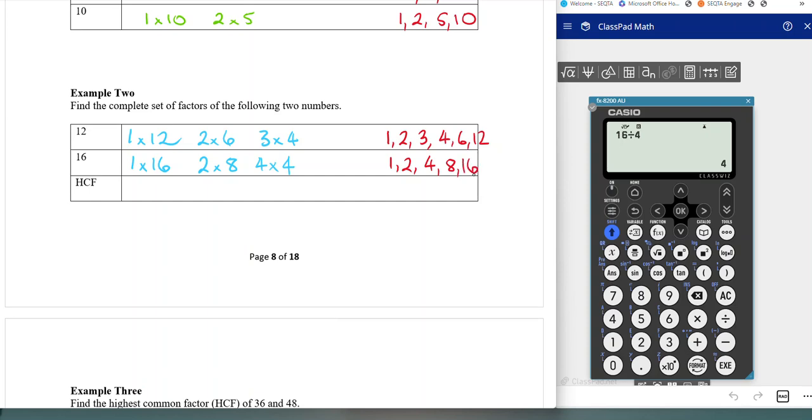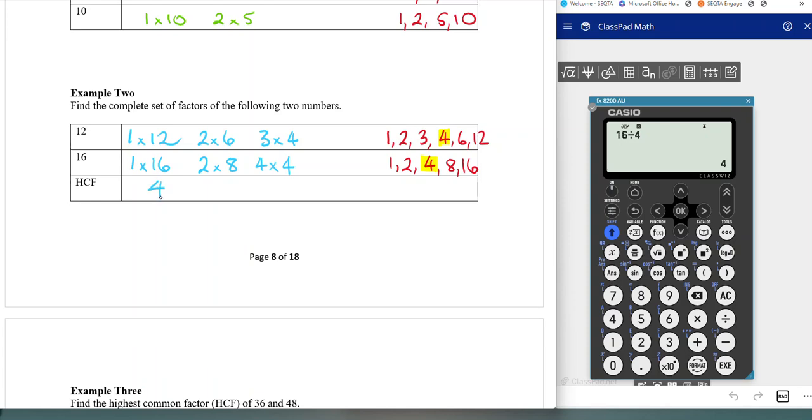Now, if you have got these lovely lists of factors here, you are trying to find the highest number in both lists. Seb, what is it? 4. So there's a 4 here and a 4 there. The higher numbers don't match. So yes, the highest common factor is a 4.